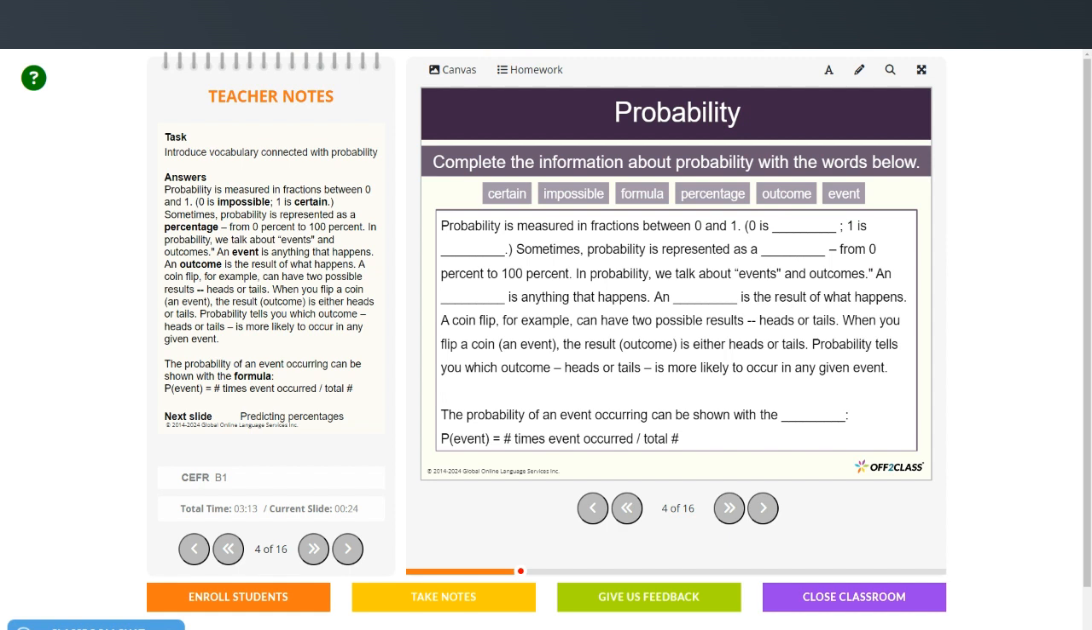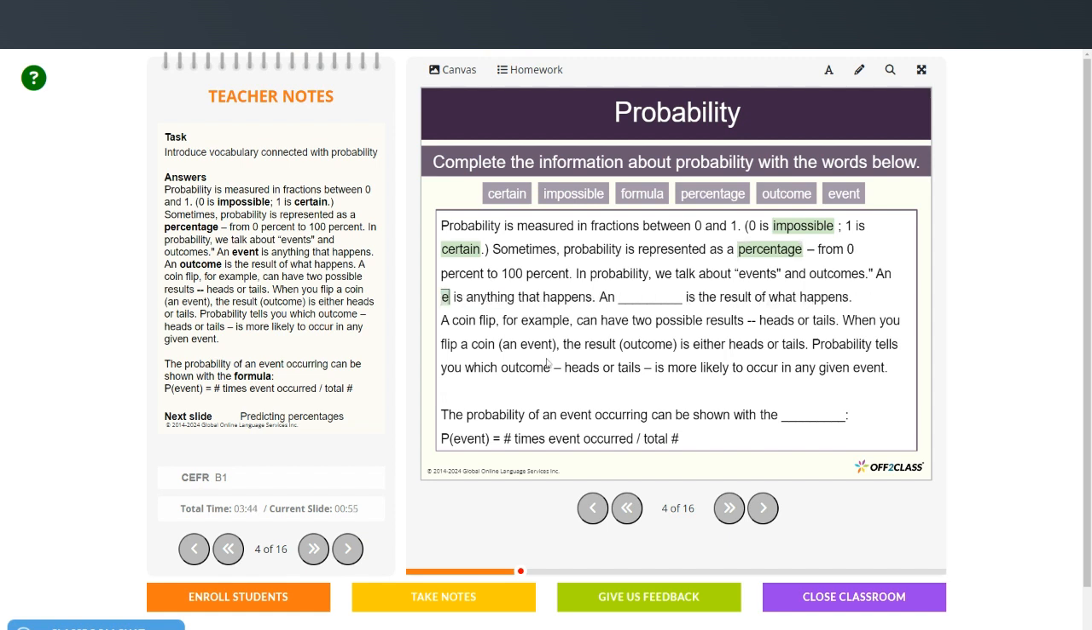All right, so probability is measured in fractions between 0 and 1. 0 is impossible. 1 is certain. Sometimes probability is represented as a percentage from 0% to 100%. In probability, we talk about events and outcomes.